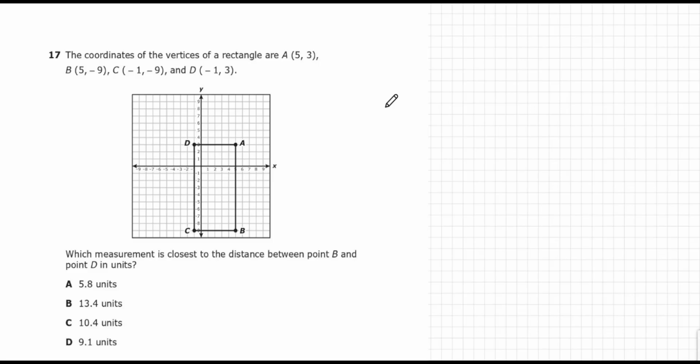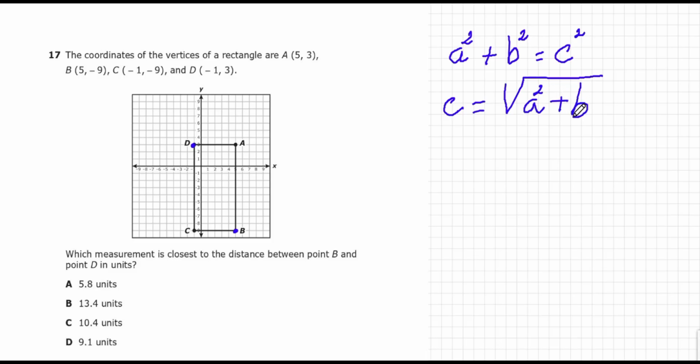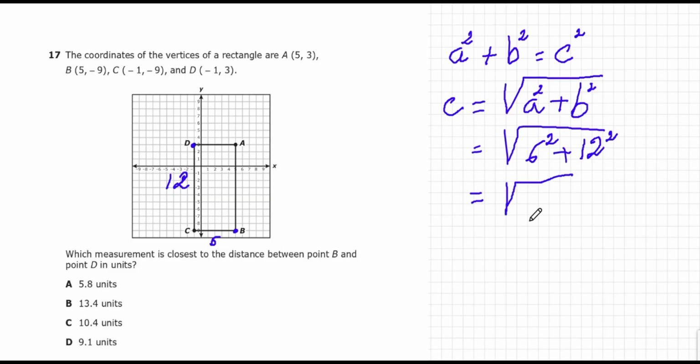Question number 17. The coordinates of the vertices of a rectangle are A (5, 3), B (5, -9), C (-1, -9), and D (-1, 3). Which measurement is closest to the distance between point B and point D in units? Using the Pythagorean theorem, a squared plus b squared equals c squared, or c equals the square root of a squared plus b squared. Using the formula above, the length from point B to point D can be calculated by the square root of 6 squared plus 12 squared, which equals the square root of 180, which is approximately 13.4. Therefore, B is the correct answer.